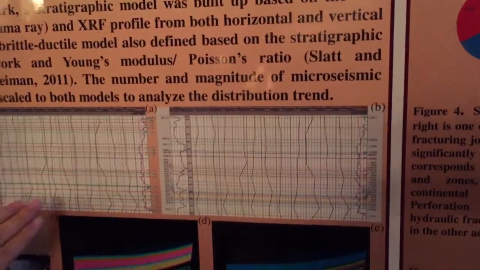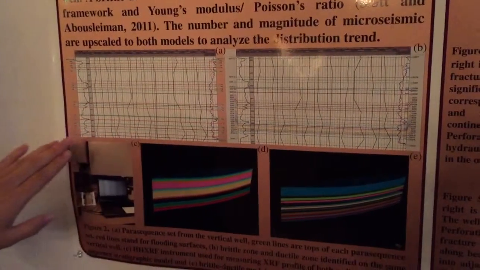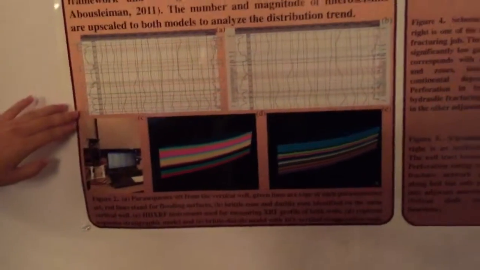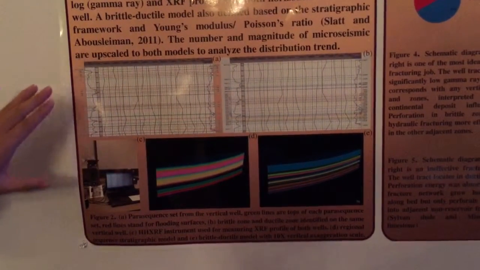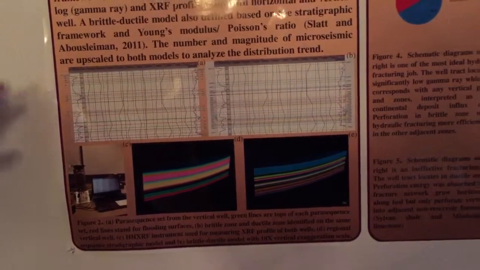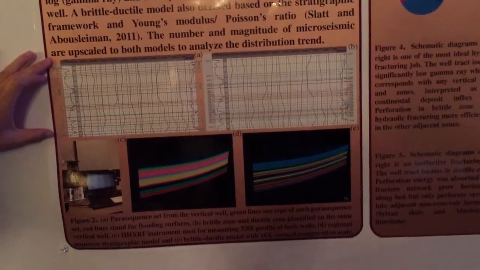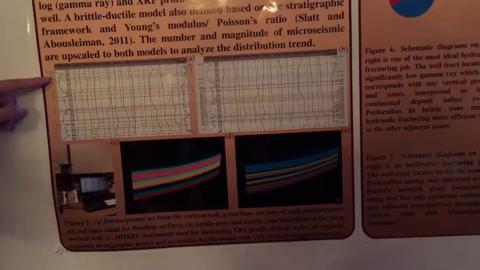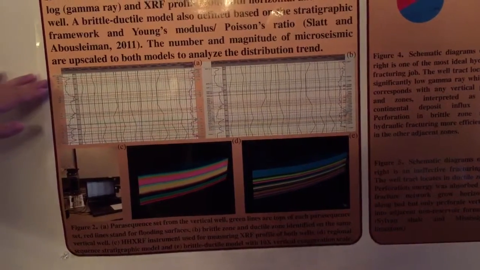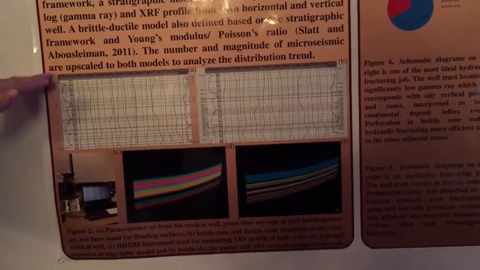This is the vertical part of the XRF profile and gamma ray. Based on the gamma ray and the XRF profile, we separate the vertical well into 9 different parasequence sets. As we can see, the flooding surface is shown in red and the parasequence top is shown in green.